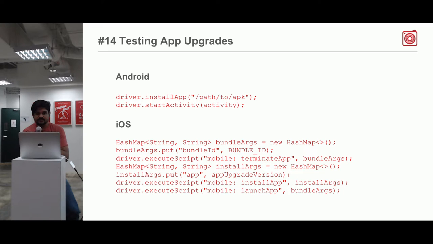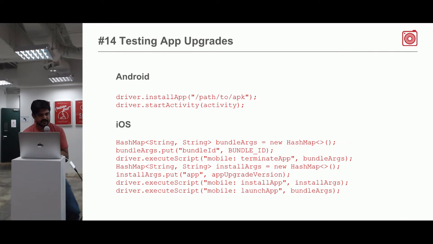Yeah. It's quite easy in Android. There is something called start activity. If you call that start activity, then the corresponding app will be launched. In terms of iOS, you need to do a couple of extra steps. There is a mobile terminate app, then install the version of the app to be updated, for which you need to give another IPA file or APP file. Then you need to call install app and launch app, which means that none of your data will be lost. You will still be logged into the application and you can see all the existing data.